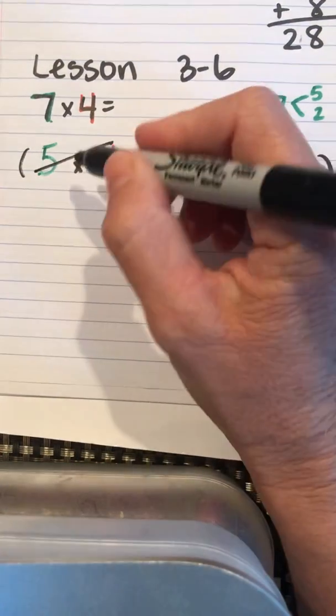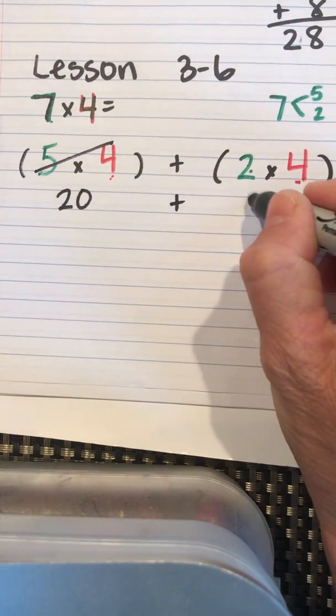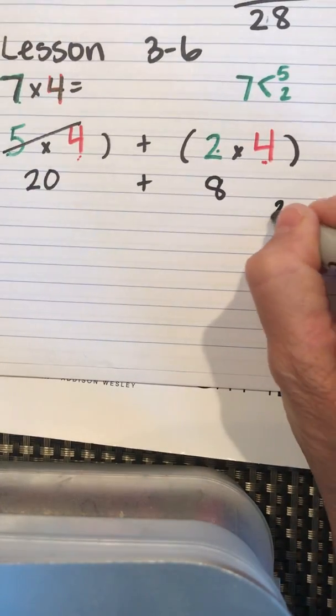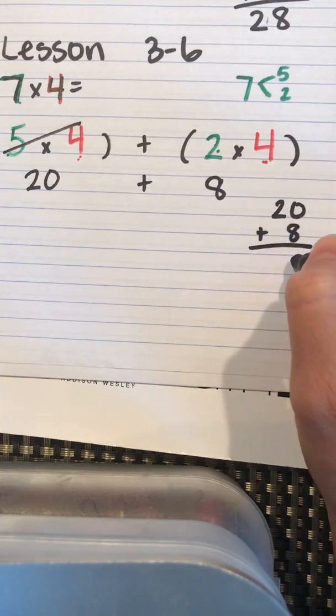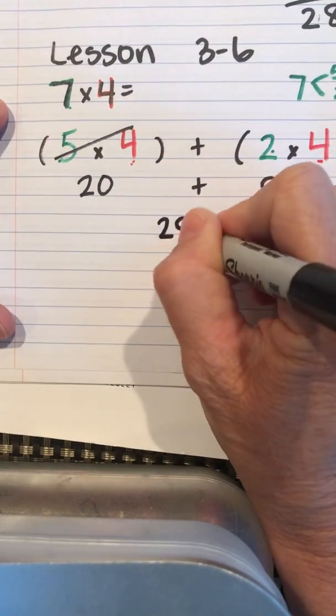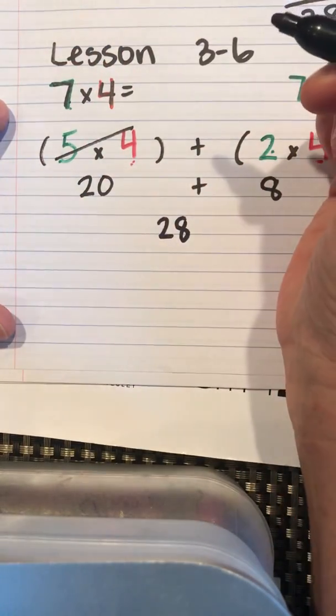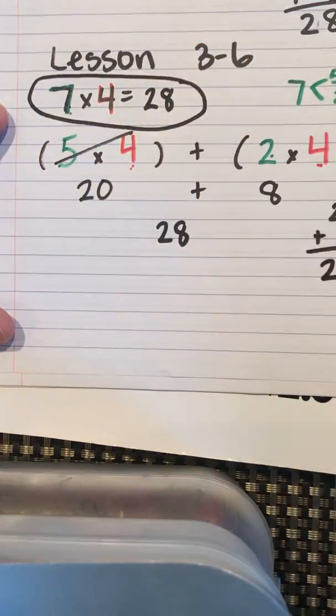So 5 times 4 equals 20. 2 times 4 equals 8. Then we add them up. Break it down, add it up. So 20 plus 8 equals 28. Therefore, 7 times 4 equals 28.